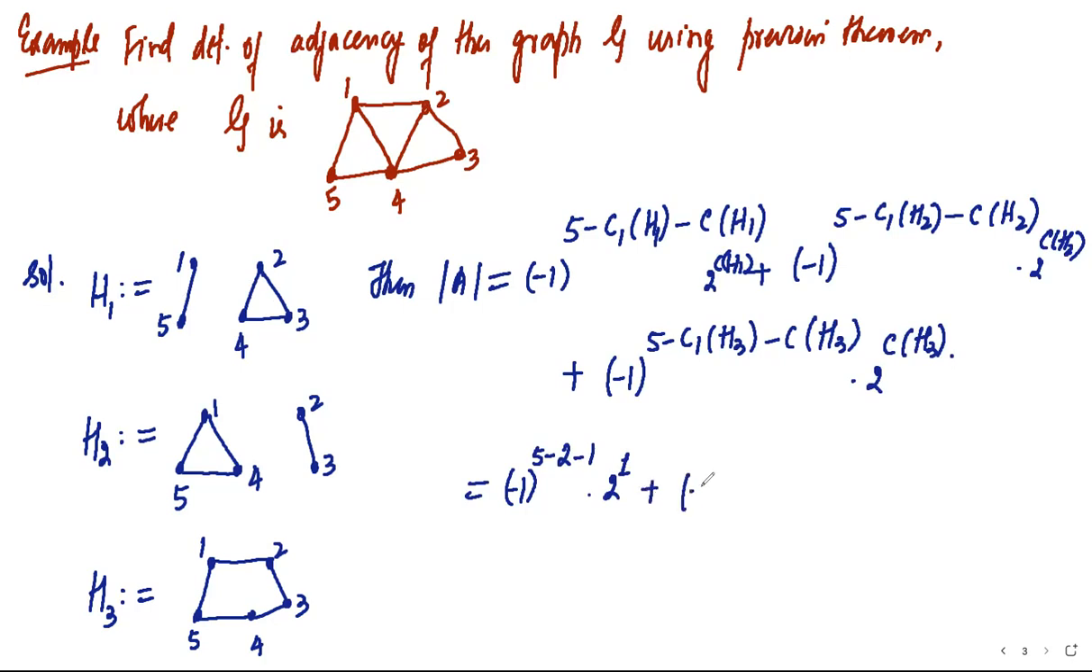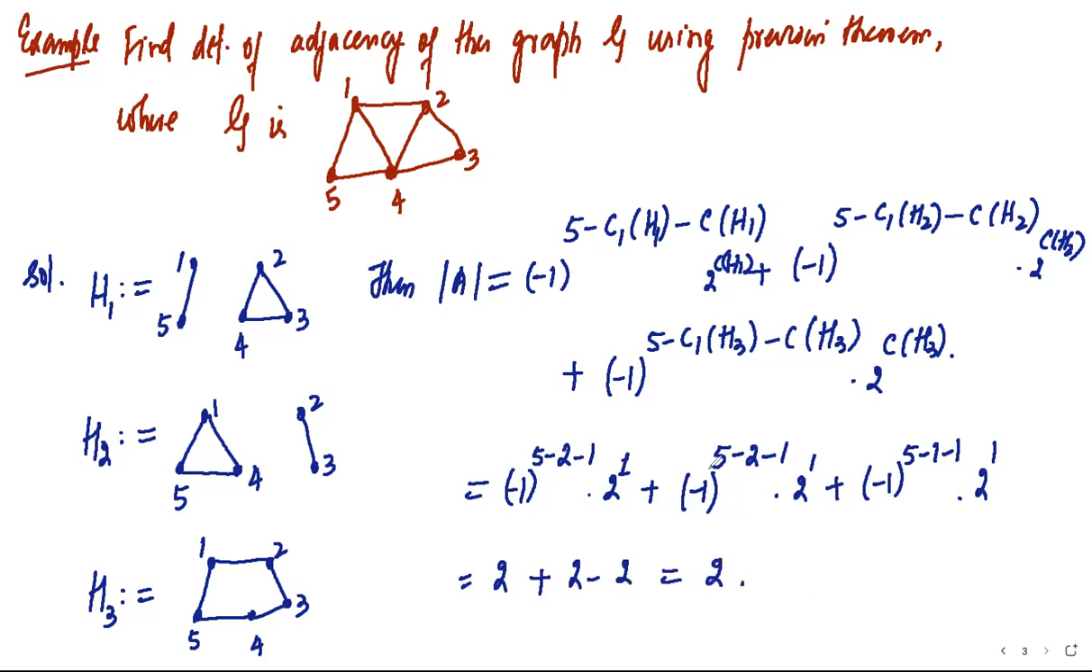Then plus, now again, minus 1 power 5 minus C1 of H2, the total number of components in this H2, that is 2, minus the number of cycle components in H2, that is 1, then 2 power the number of cycle components in H2, that's again 1. Then plus, again, minus 1 power 5 minus the number of components, which is equal to 1, and the number of cycle components in H3 is again equal to 1, and then we have 2 power the number of cycle components. So therefore this first term is 2, the second term is also 2, and the third term is minus 2. So therefore the determinant of the adjacency matrix is equal to 2.